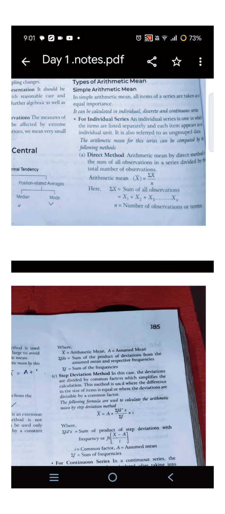Direct method: the arithmetic mean by the direct method is the sum of all observations in the series divided by the total number of observations. Sigma x is equal to the sum of all observations, x1 plus x2 plus x3, etc. n is the number of observations.